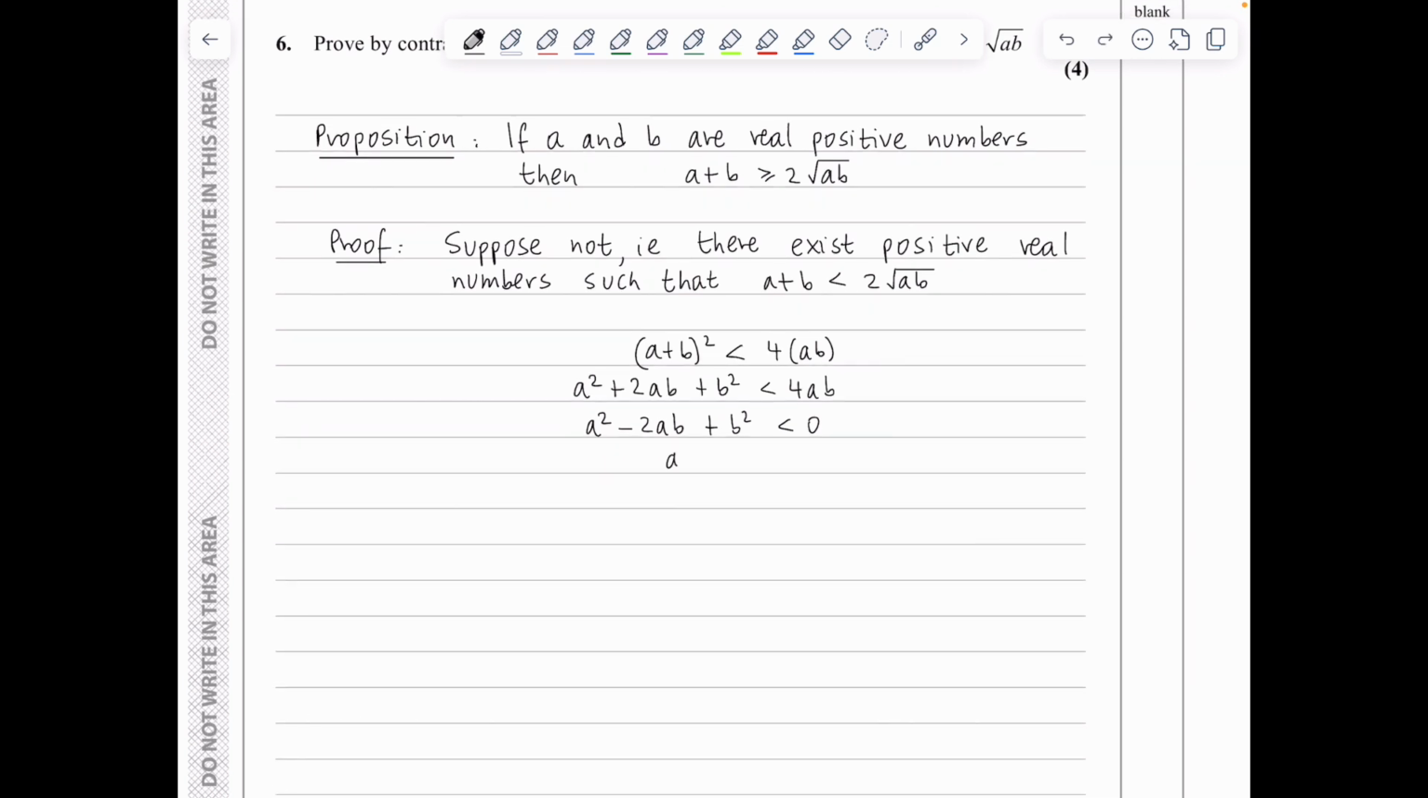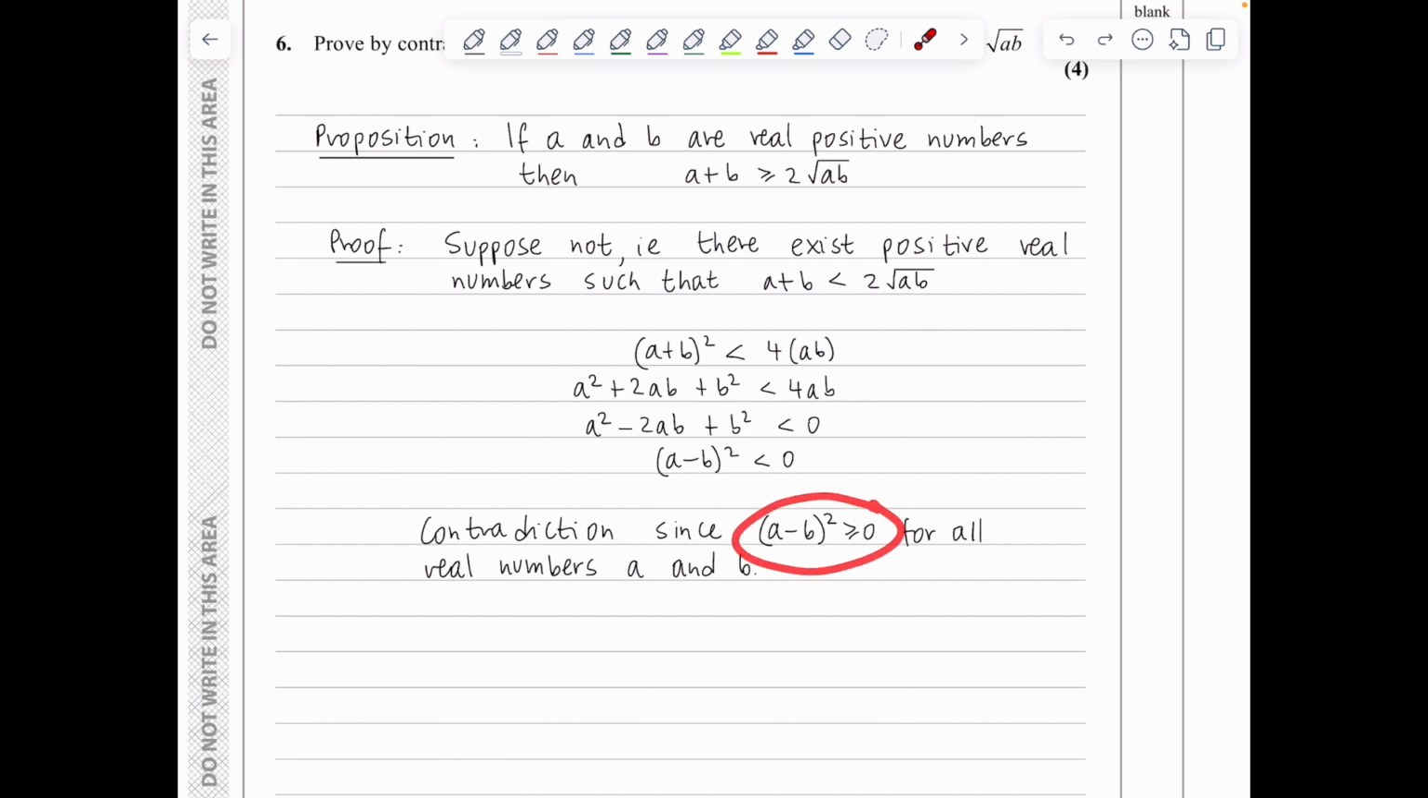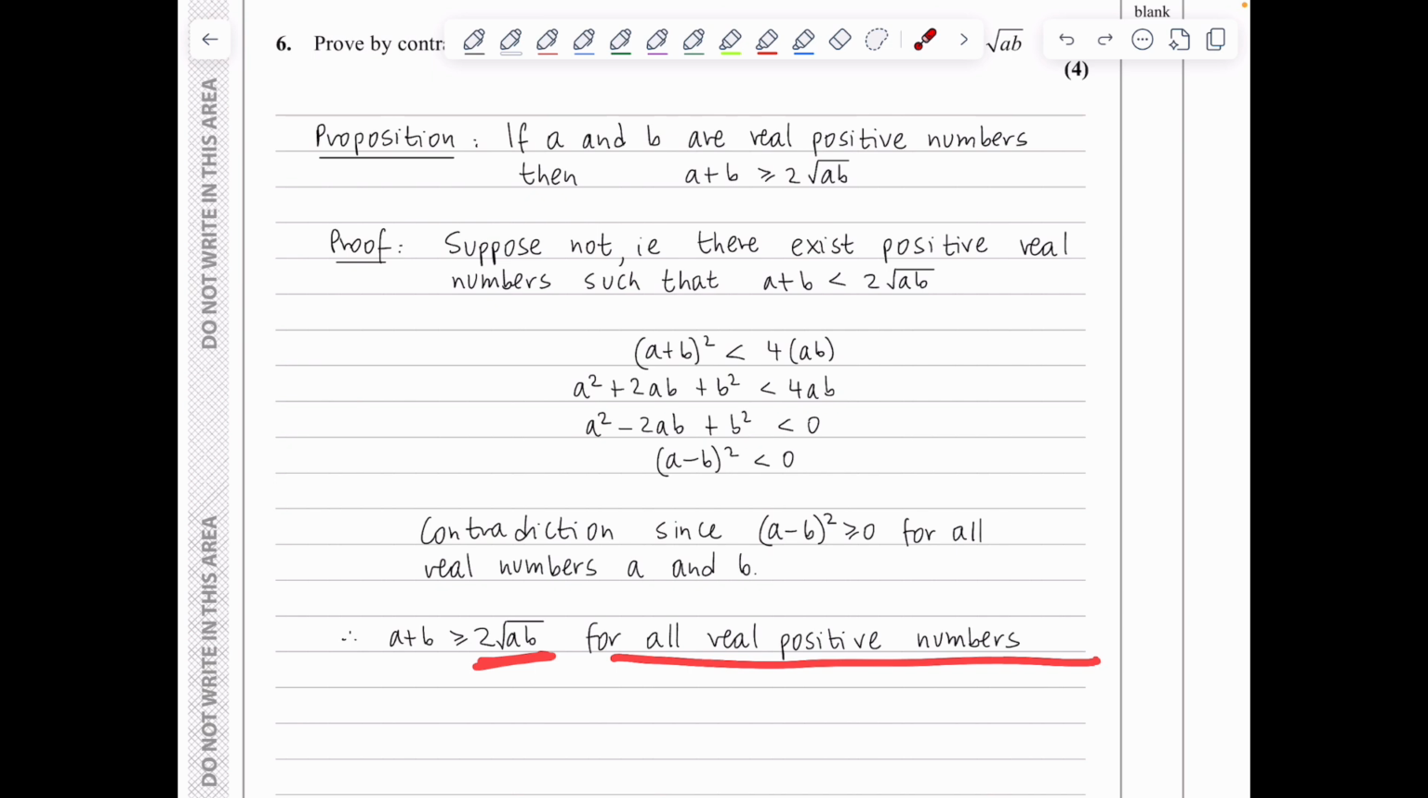So we're looking at (a minus b) all squared being less than 0, which I should be able to recognize as a contradiction, because if I square any real number, then it's surely a non-negative result. So I say contradiction, since (a minus b) all squared should certainly be greater than or equal to 0 for any real numbers a and b, and therefore this leads to the conclusion that a plus b is greater than or equal to 2 root of ab for all real positive numbers.